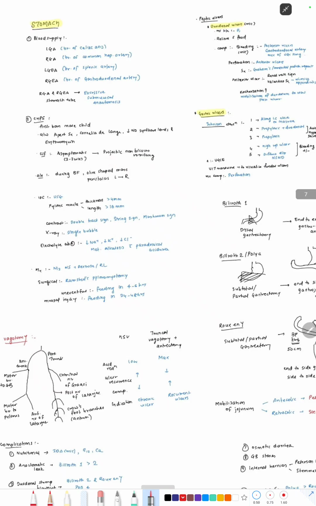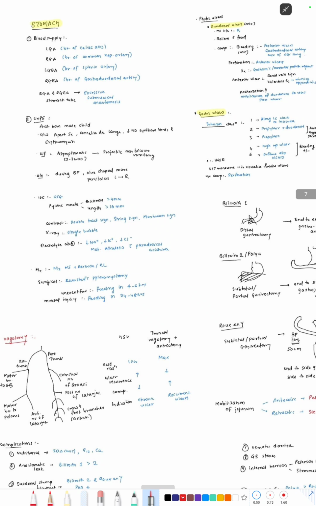On examination, during breastfeeding, there is an olive-shaped mass, and there is peristalsis that happens from left to right. The investigation of choice is ultrasound. On ultrasound, the pyloric muscle thickness is more than 4 mm and the length is more than 16 mm. On contrast study, there can be a double track sign, string sign, or a mushroom sign. On X-ray, single bubble appearance.